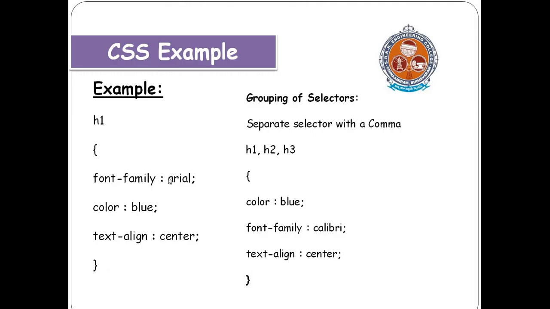Similarly, in grouping of selectors, you separate selectors with a comma. Here you have considered three selectors with these properties. That means h1, h2, h3, these three selectors can use all these properties. Each and every selector can take these properties. h1 accesses these properties and h2 accesses these properties. Whatever selectors are defined, all of them follow these declarations, that means these property values.